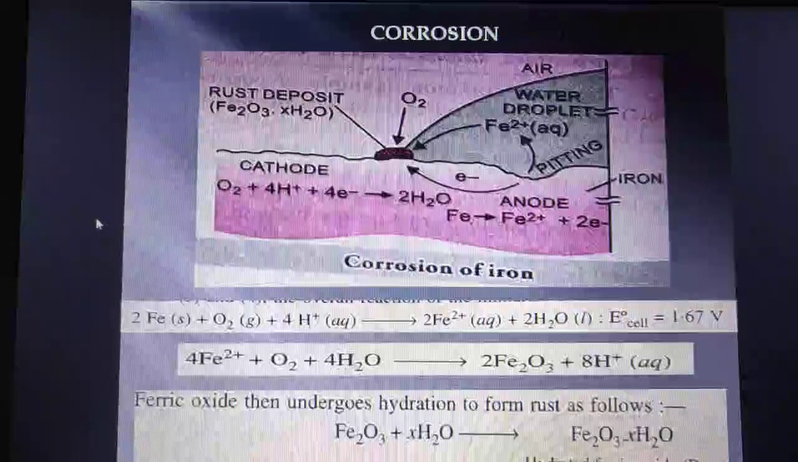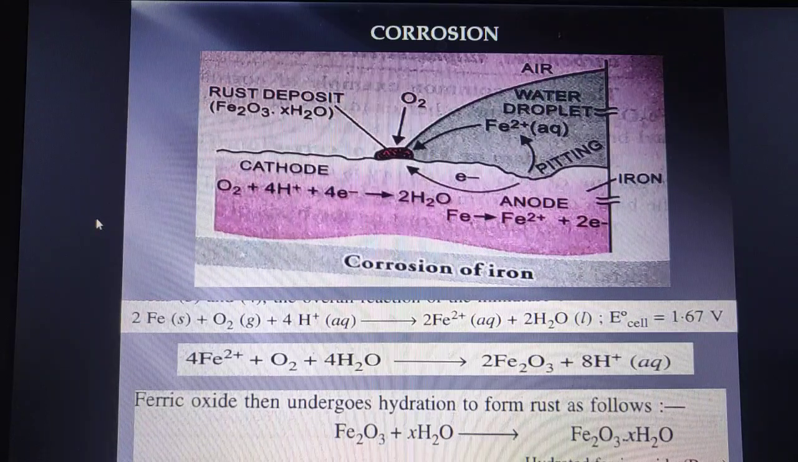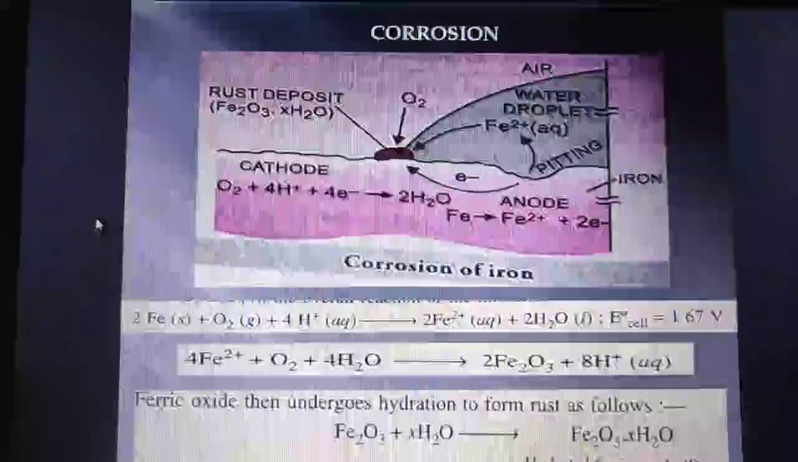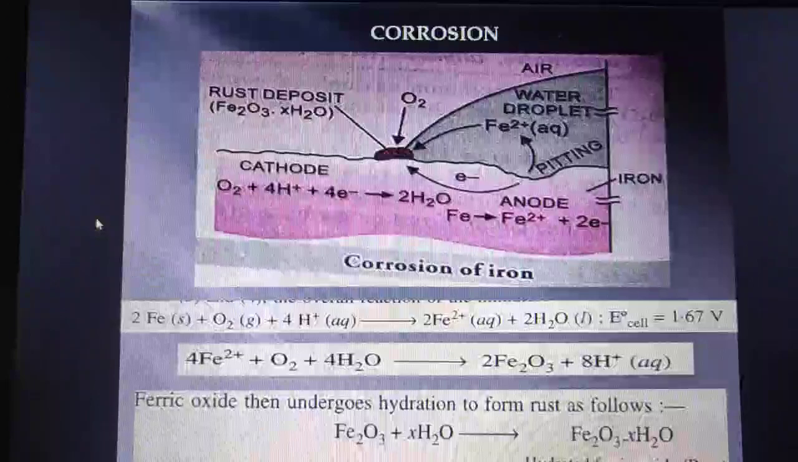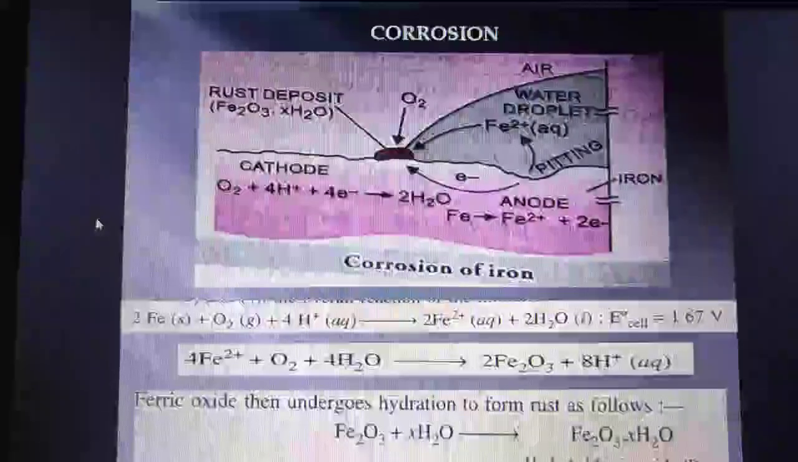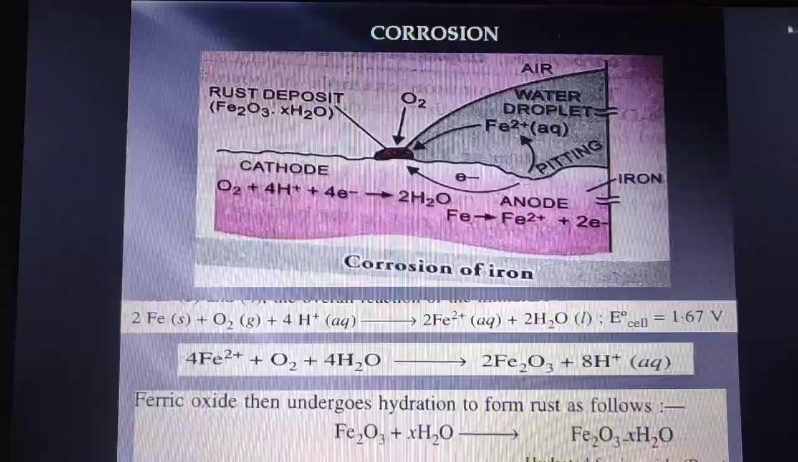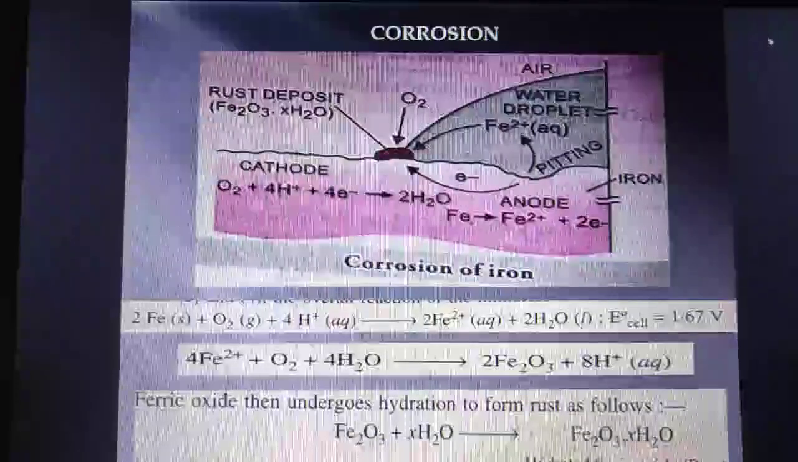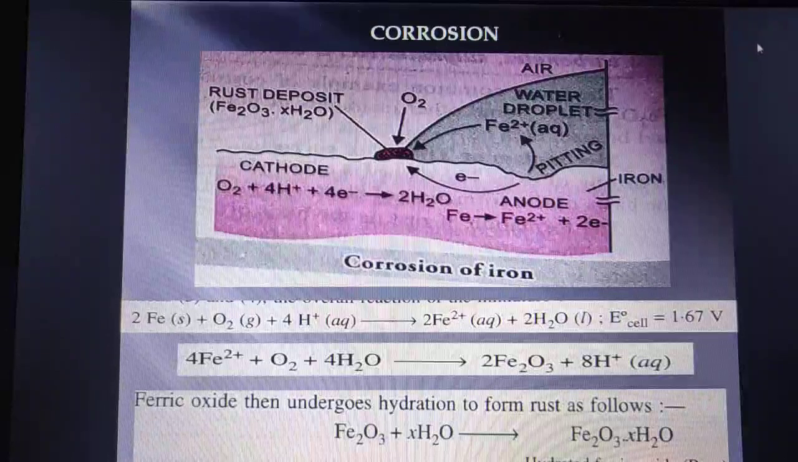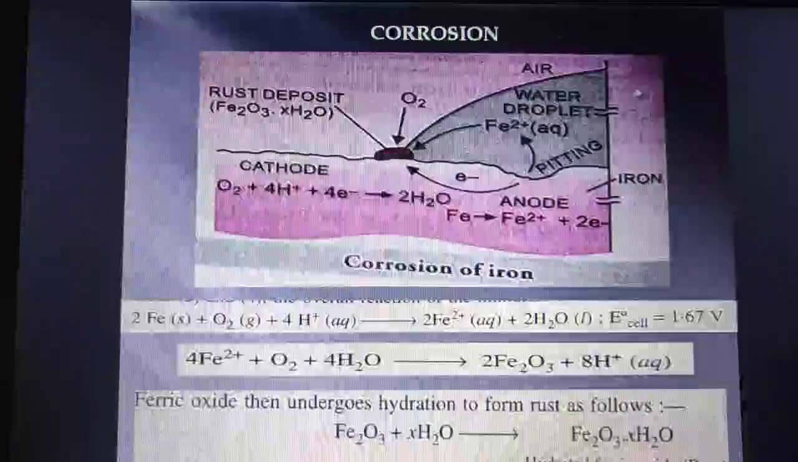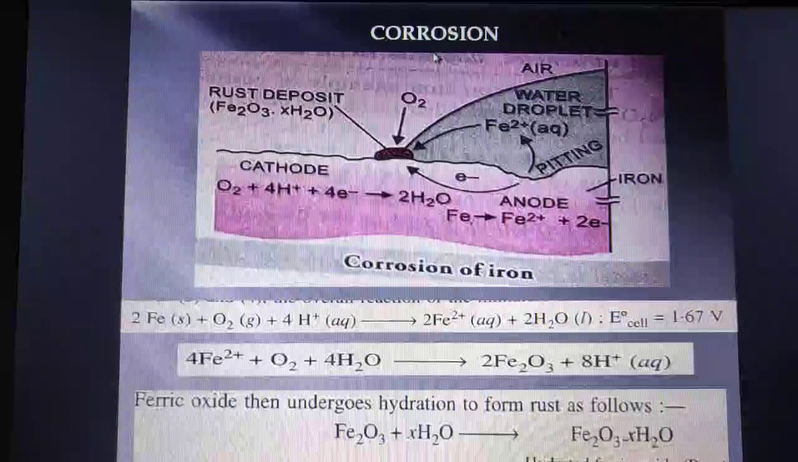The third type of protection is known as electrical protection or cathodic protection. In this, the iron object acts as the cathode and is linked to a more active metal by a wire, which acts as the anode. So the anode gets corroded and the iron object remains safe. These are the methods of prevention of corrosion of iron.